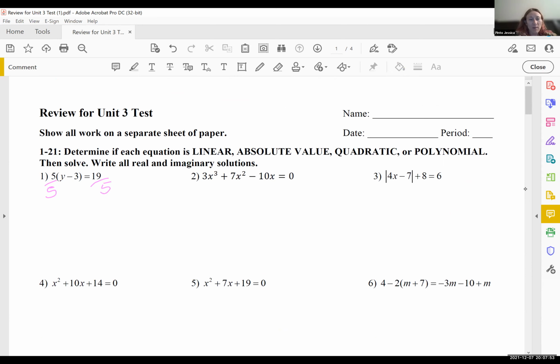It's going to give me y minus 3 is equal to, and then 19 divided by 5. 15 divided by 5 is 3, and that would be 4 over 5, so 0.8. When I add 3 to that, I get y equals 6.8. I did number 2 in class.